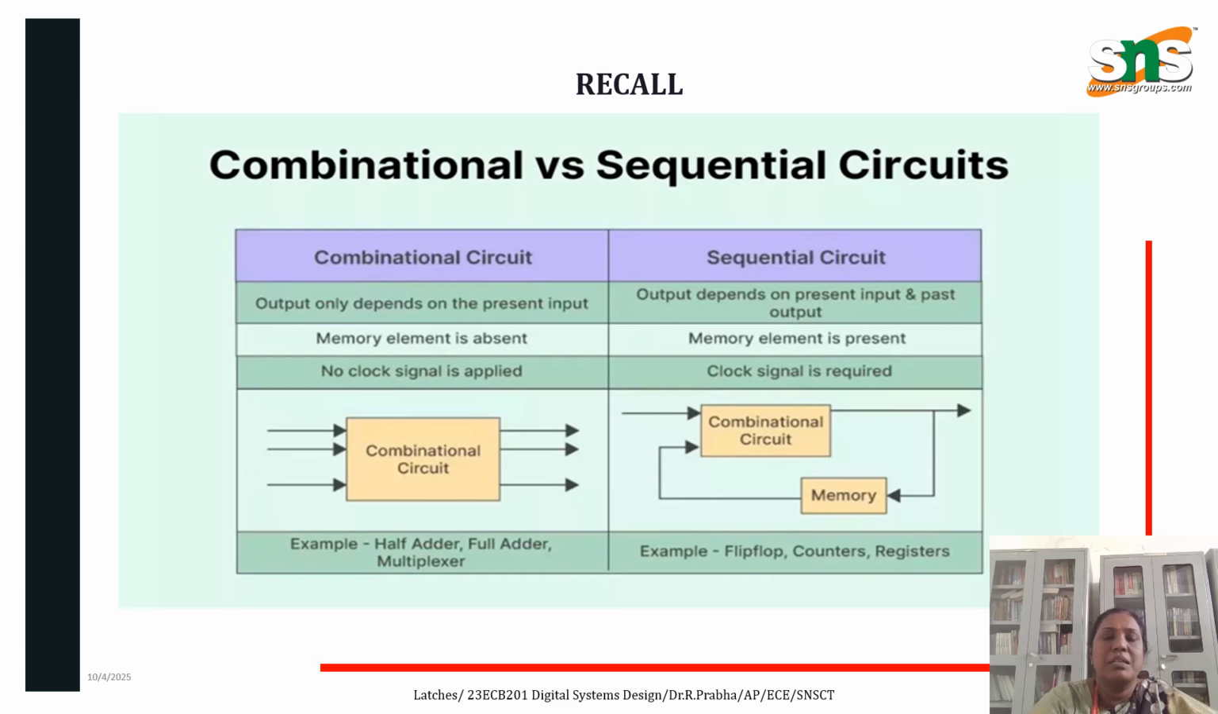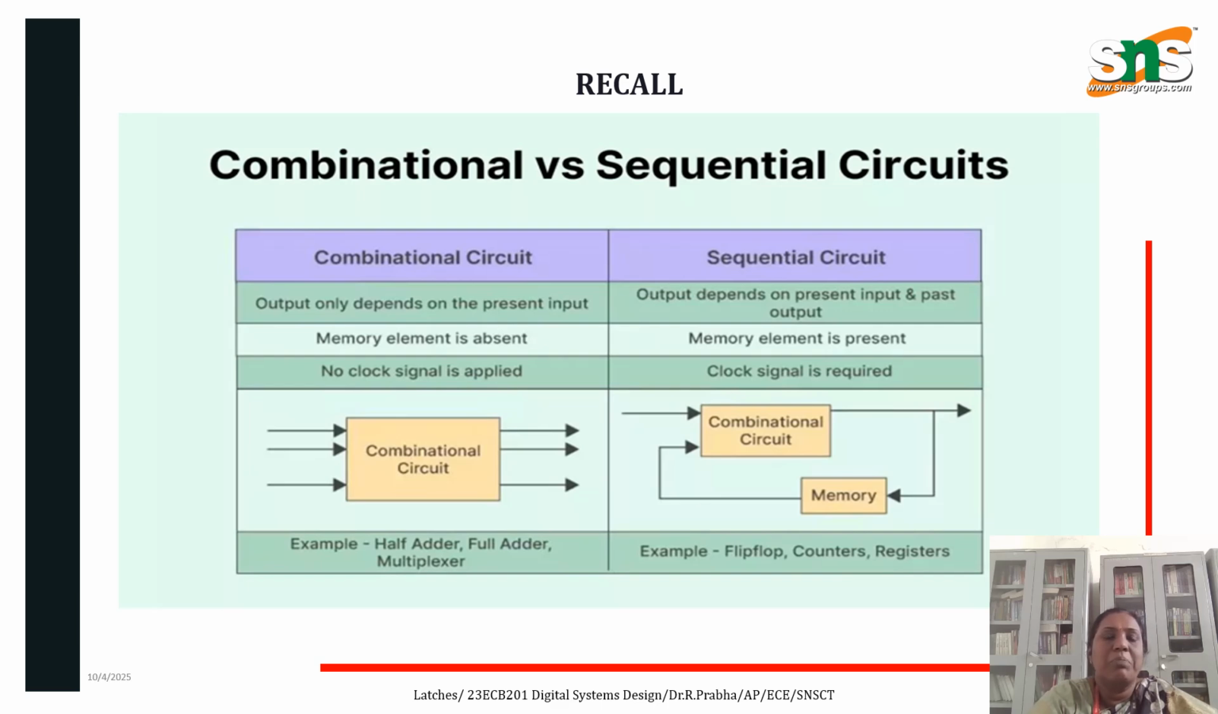So far, we have discussed the combinational logic circuits in Unit 2. Combinational logic circuits are the simplest type of circuit in digital systems, where the output depends only on the present input. Since the output depends only on the present combination of input, it does not require any memory element and no clock signal is required. For example, half adder, full adder, multiplexer, code converter circuits.